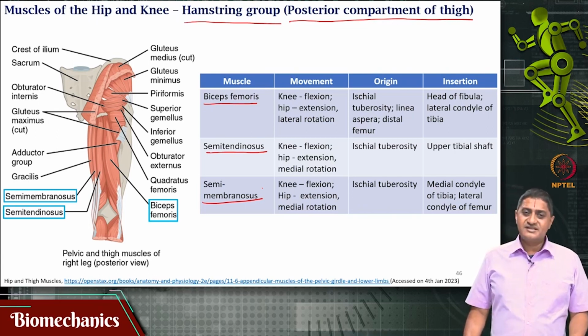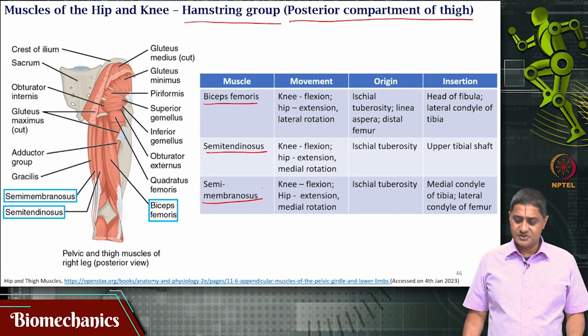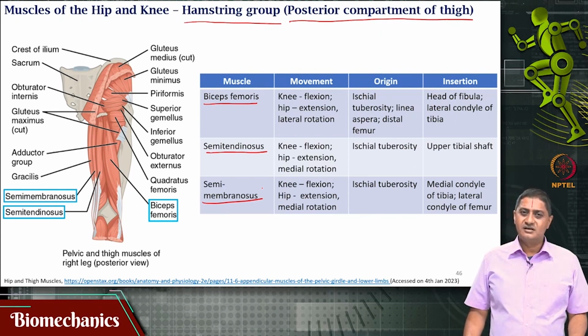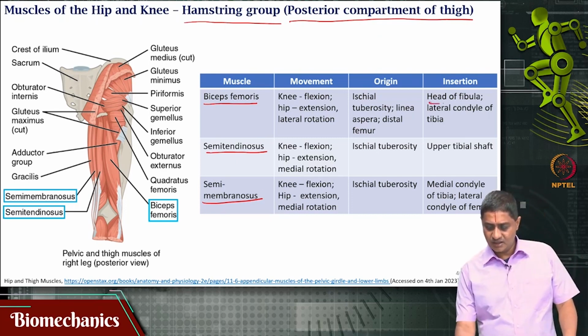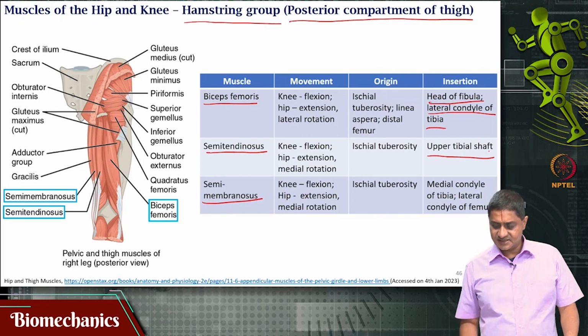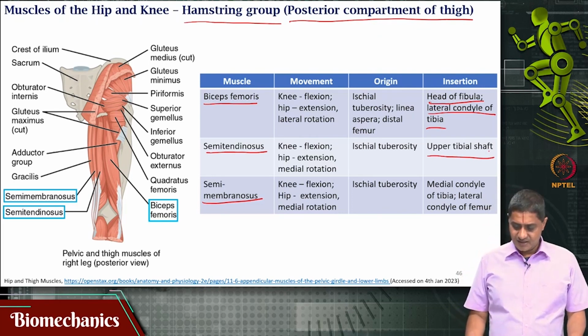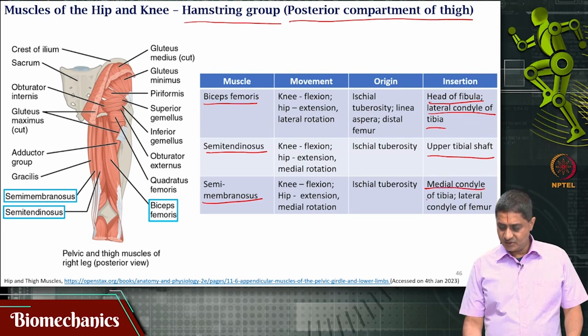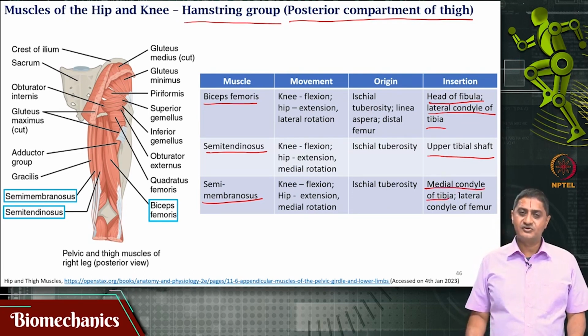All these muscles originate at approximately the same points, or similar, close to each other, the ischial tuberosity, and they insert at the back of the shin or the shank, is it not? One of them attaches at the head of the fibula and the lateral condyle of the tibia. Semitendinosus attaches at the upper tibial shaft, and semimembranosus attaches at the medial condyle of the tibia and the lateral condyle of the femur. So, their purpose is different depending on where they insert or which head attaches to which side.